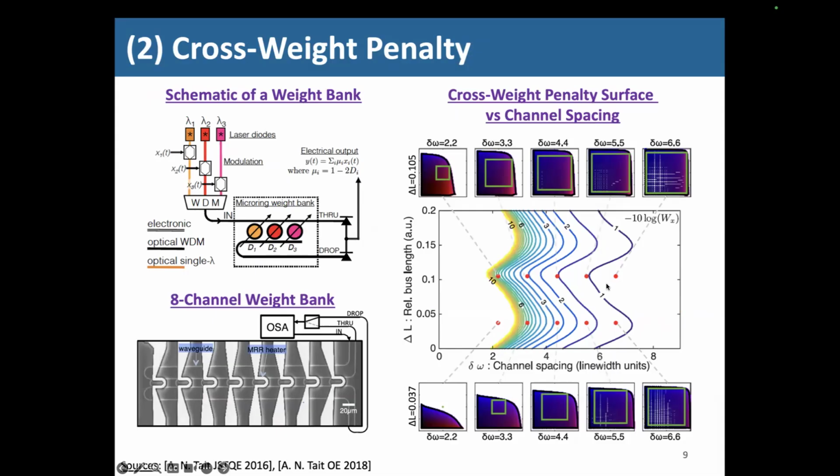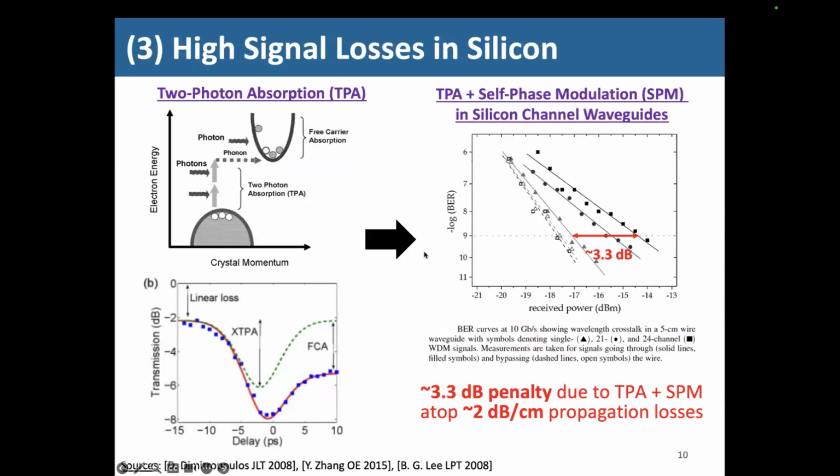And here is some analysis from some other groups' prior work that shows that this cross-weight penalty also depends on the channel spacing, and it could be up to 3 dB in some cases as well. So crosstalk penalty and cross-weight penalty are two factors that incur some loss or power penalty in the optical budget.